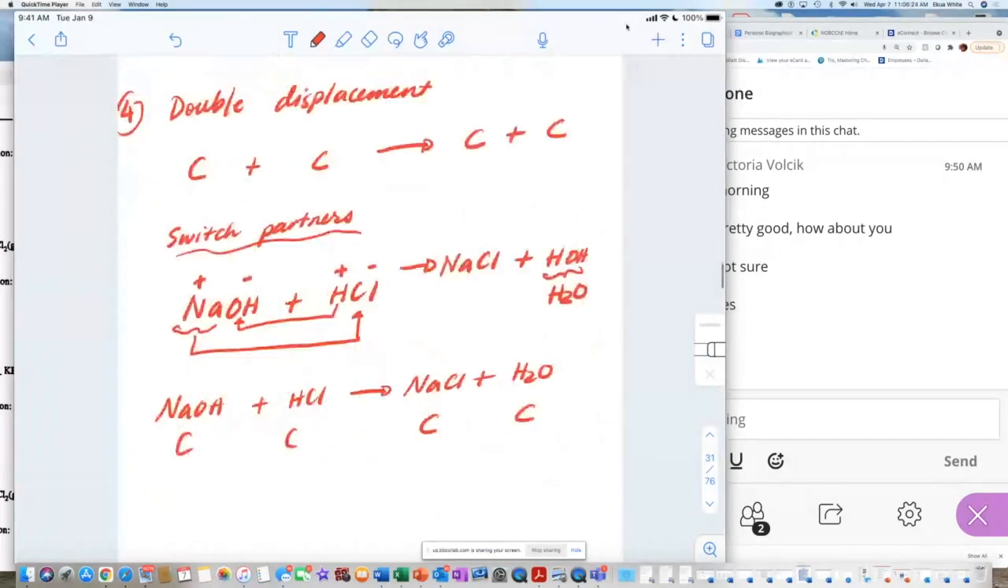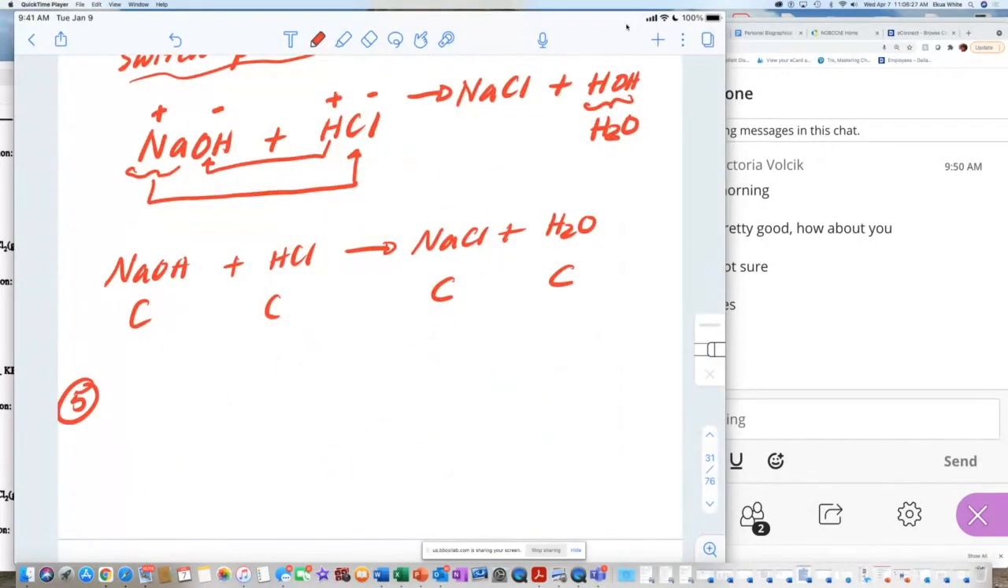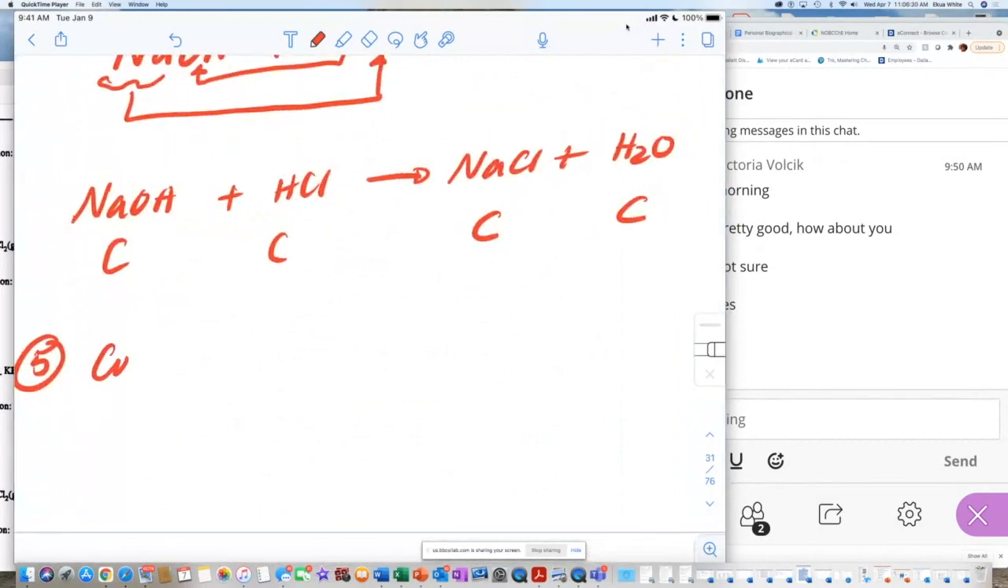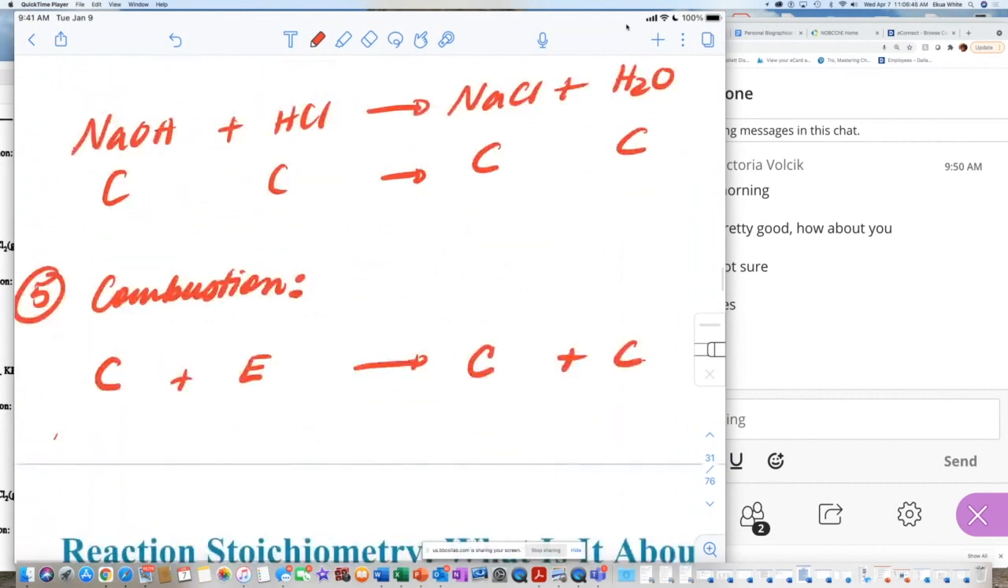Then my last one, and I'll let you go so you can work on at least most of your lab. This is going to be combustion. We talked about combustion before, but we're talking about it again. In the combustion reaction, you have this format: a compound and an element to give you a compound and a compound. The first compound is a fuel. The element is oxygen. And then this compound here is an oxide, and this other one here is water.